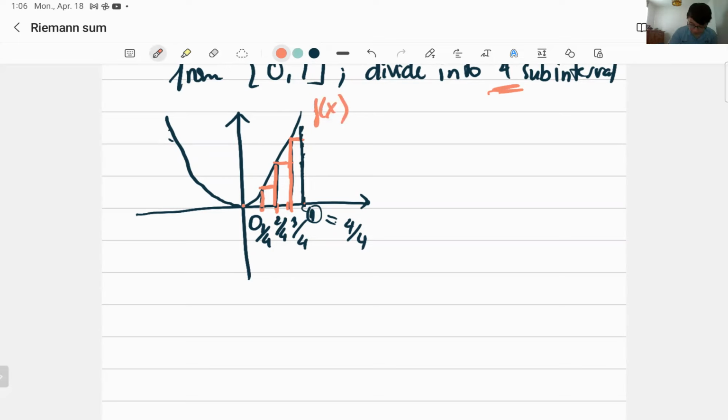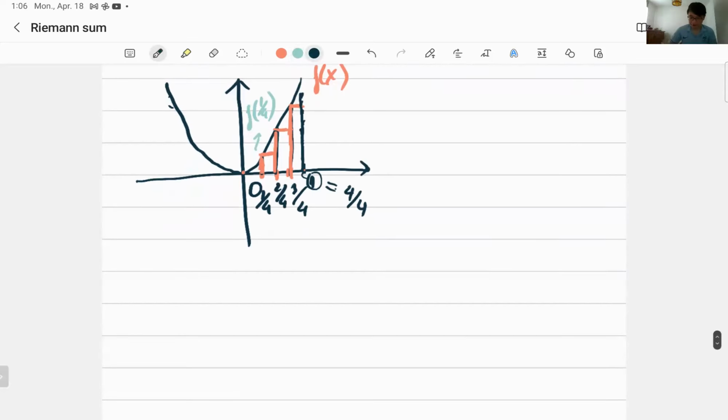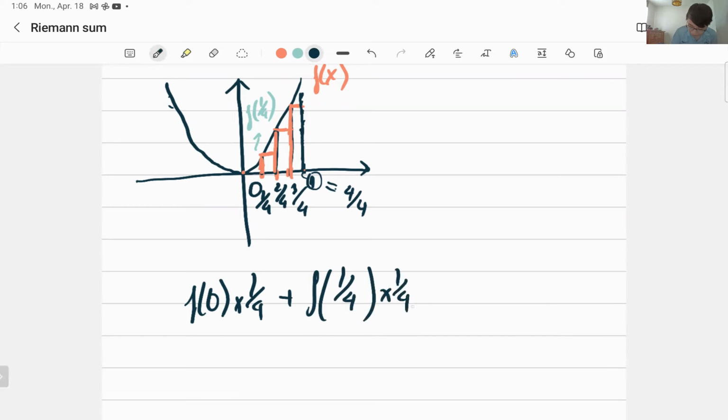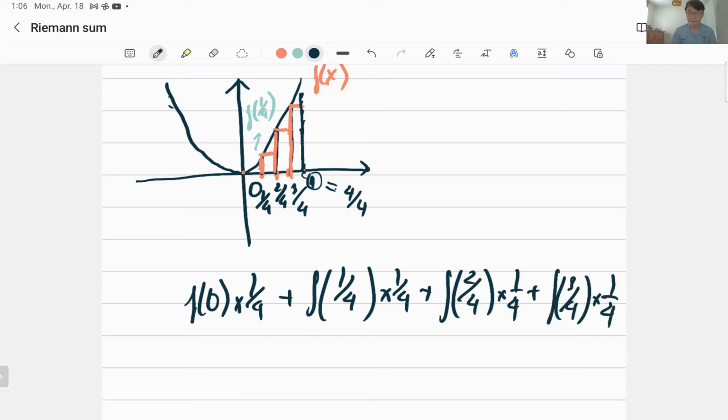So meaning, for example, the height of this one is f of 1/4, right? And the height of the other one is f of 2/4. The other one is f of 3/4. So let's just write that down. The area under this curve is actually the sum of everything. So the sum of f of 0 times the width, which is 1/4, plus f of 1/4 times 1/4 plus f of 2/4 times 1/4 plus f of 3/4 times 1/4, right?